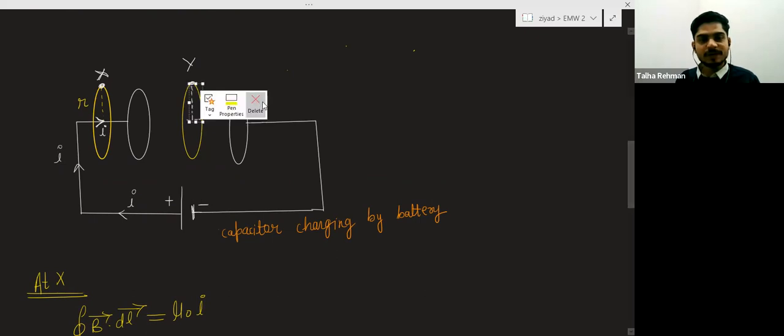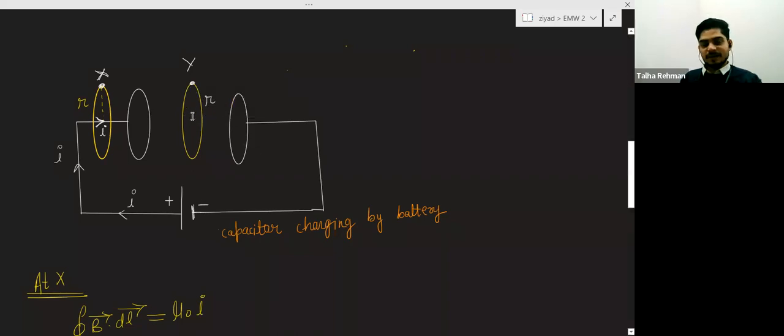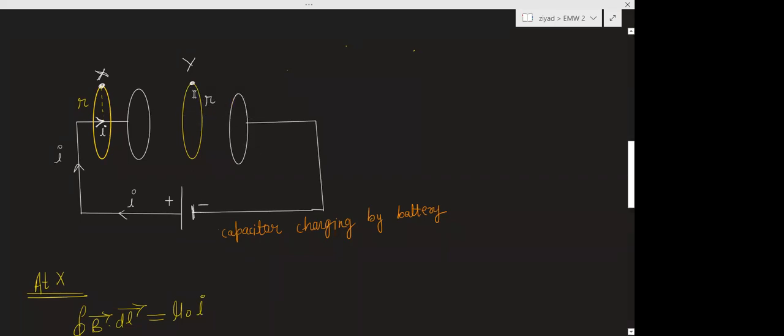What is the current enclosed by the loop this time? Is there any current contained by this loop? No, zero current. Very good.